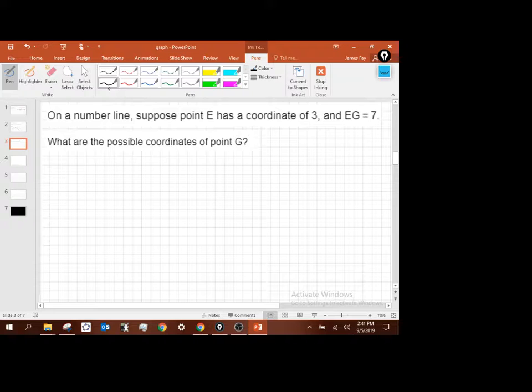The first one I want to see, these were all towards the end. This one here says, on a number line, suppose point E has coordinate of 3 and EG is 7. Okay? Now, remember what EG means. That's distance EG, right? Or length EG.